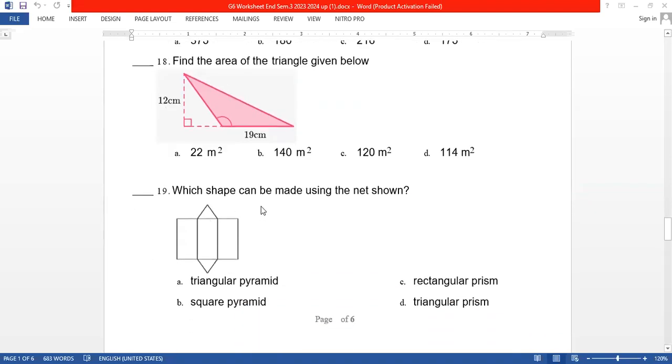What shape can be made using the net shown? As you can see, guys, I told you when you have 3 rectangles and 2 triangles, it's always a triangular prism. So these are the bases, and these are the other faces. So this is a triangular prism.